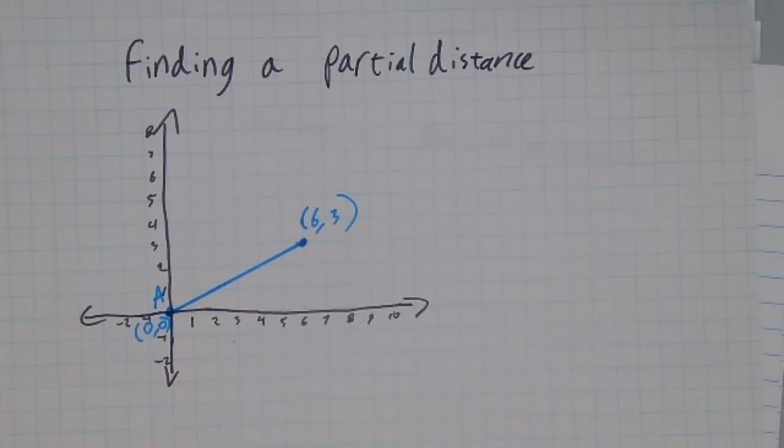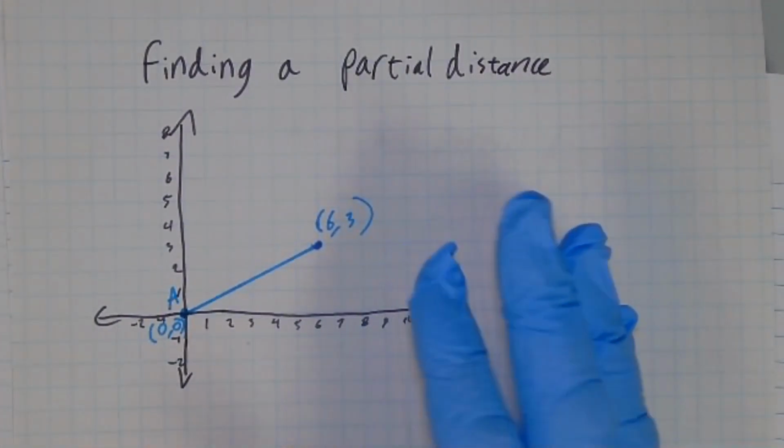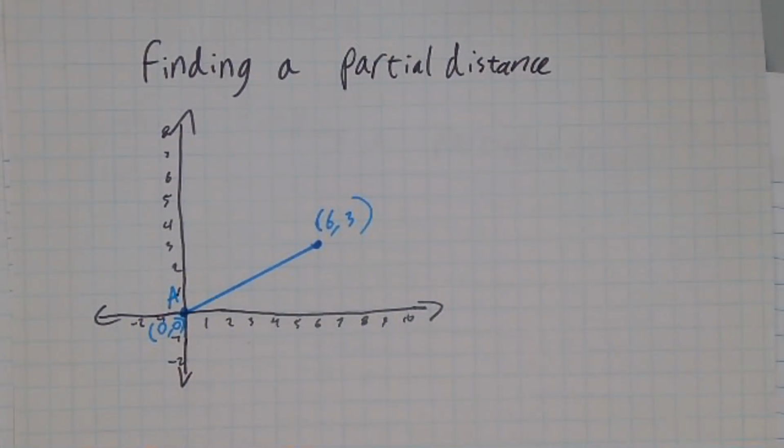So, in previous lessons, we learned how to find the distance of a segment like this one and how to find the midpoint of that segment. But sometimes we need to find some other place along that segment. For example, we might need to find the point 2/3 of the way along the segment or 1/4 of the way along the segment instead of exactly splitting the segment in two or instead of finding the length of the whole segment. So now I'm going to show you how to do that.